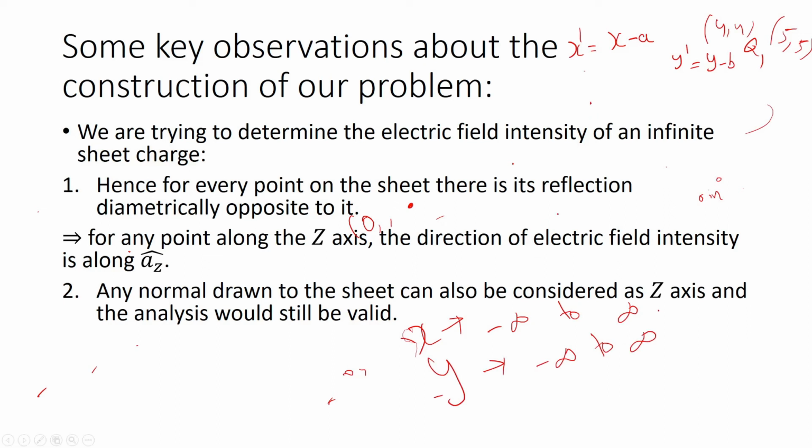Now, what will be the range of x prime? x prime would be ranging from minus infinity minus a to infinity minus a. Similarly, y prime would be varying from minus infinity minus b to infinity minus b. What are the limits? They are still minus infinity to infinity. That is, the shift of origin, however big the value of a may be, has no consequence on the limits of x and y.